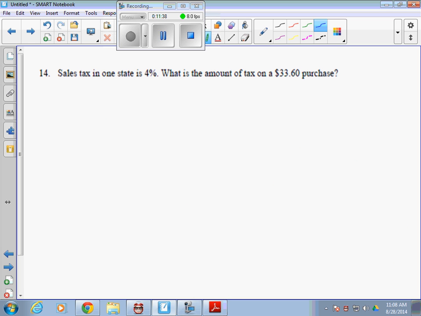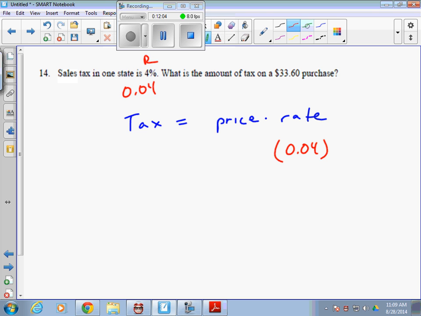14 says sales tax in one state is 4%. What's the amount of tax on a $33.60 purchase? We did this one earlier. Tax equals the price times the rate. So we know our rate right here is 4%. Remember, anytime with percentages, you move the decimal over twice. This turns into 0.04. So 0.04 times the price. Our price is $33.60.